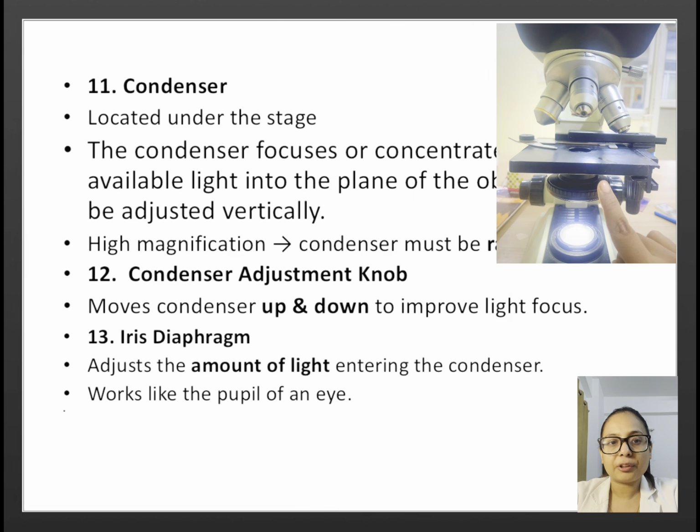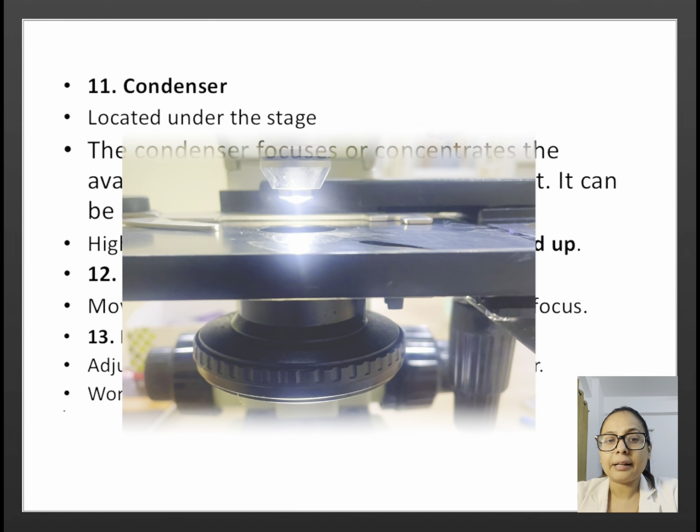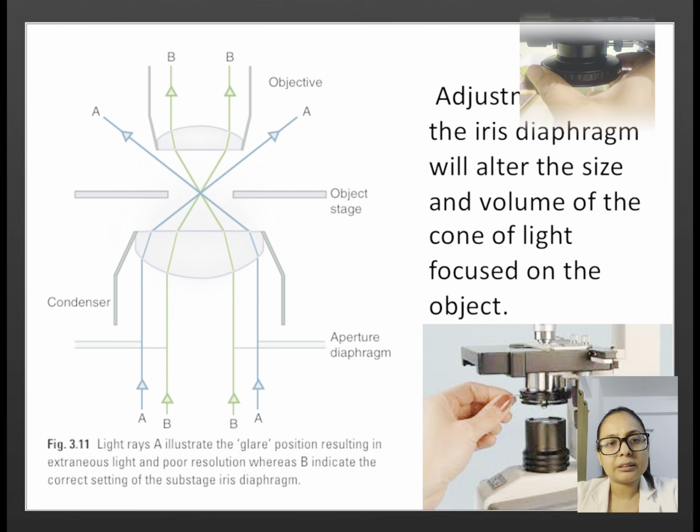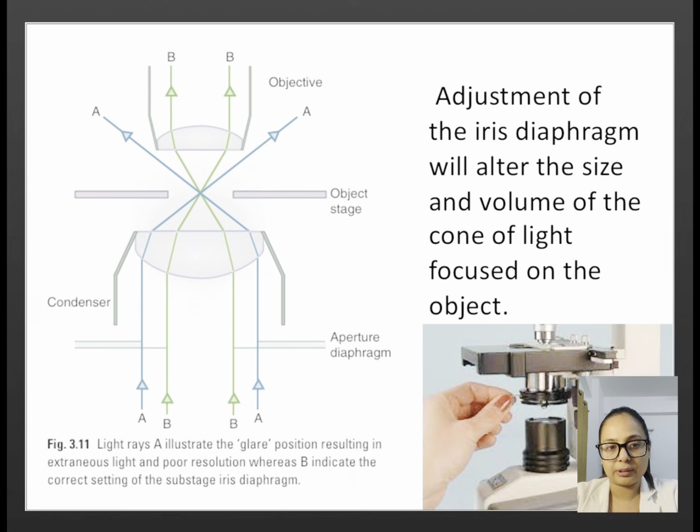Condenser. The condenser focuses light onto the specimen. The iris diaphragm controls the quantity of light entering the condenser. Proper adjustment of these two is necessary for good contrast, a clear image, and reduced eye strain.